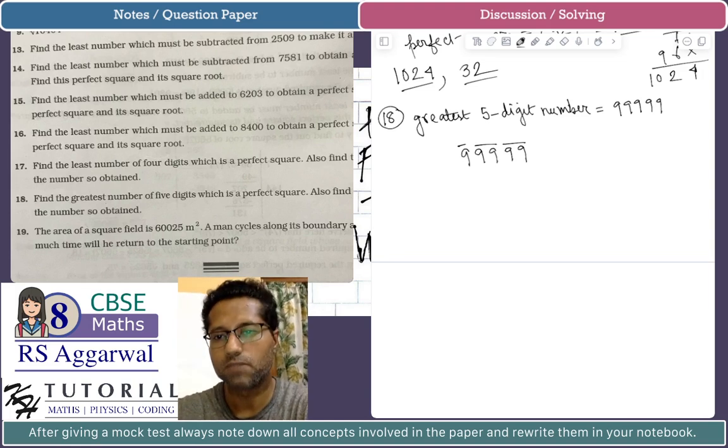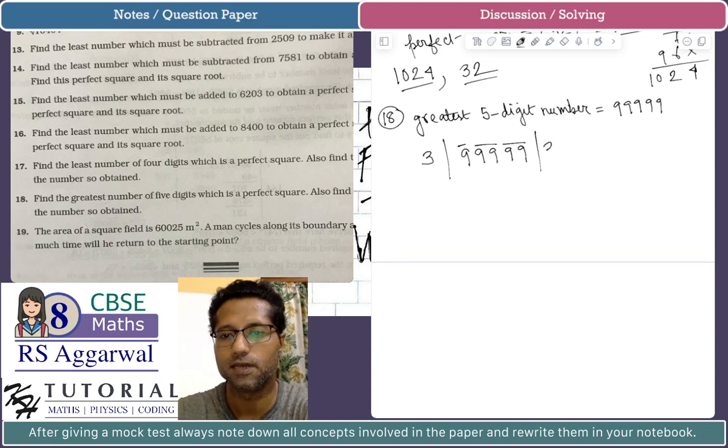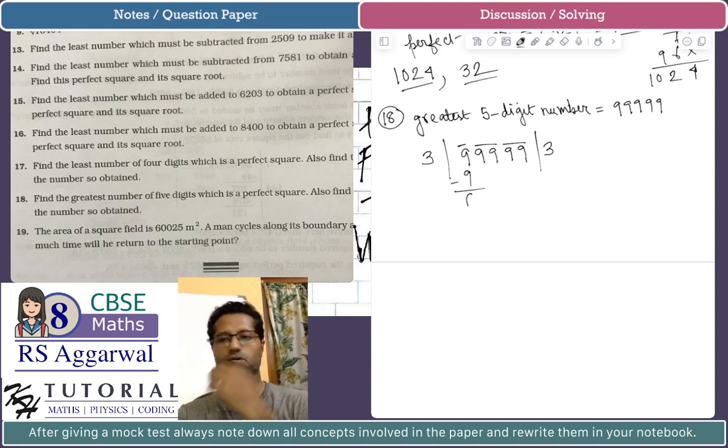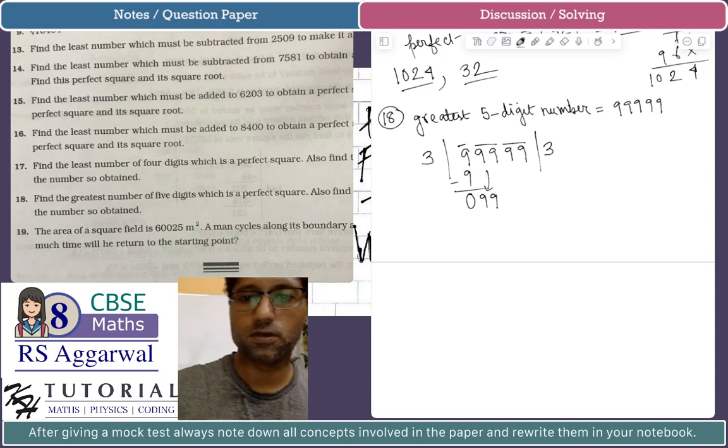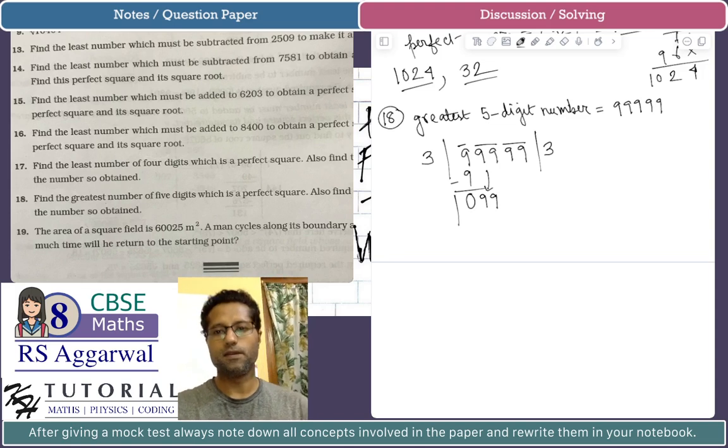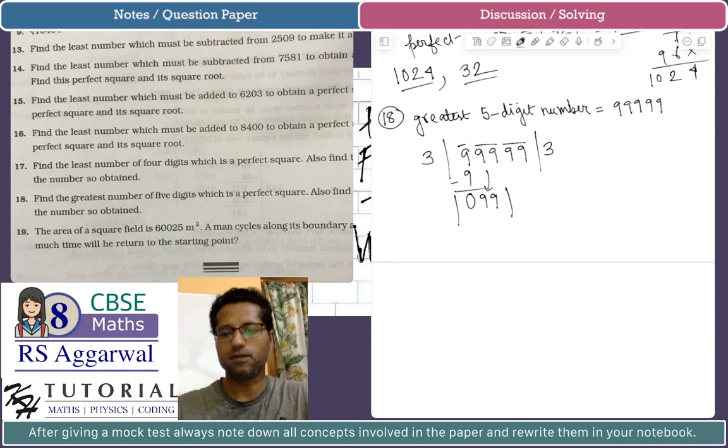So if you do the long division method, definitely the first divisor will be 3 and the quotient is also 3, because 3 into 3 is 9. We get 9, we get remainder 0. Okay, now we bring down the next period, that is 99. So 99 becomes the current dividend, and then the next partial divisor will be 2 multiplied by the current quotient, that is 3 multiplied by 2, 6.